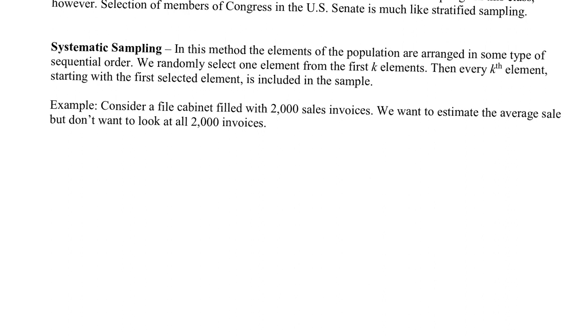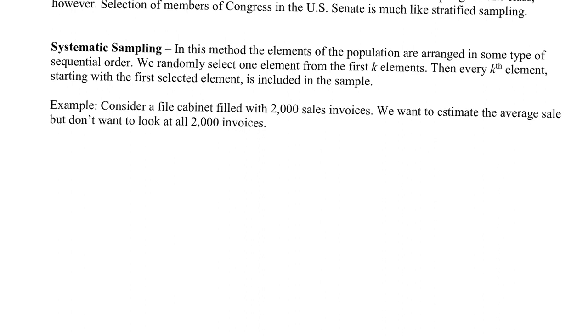And so for this example that I talked about, we don't have to know why I'm doing this. We just have to understand when we see this happening that it's a systematic sample. So let's say we've got a file cabinet filled with 2,000 sales invoices, and let's say it's your first day on the job. You are the new person on the job. So just think from your past experience, when you're the brand new person on the job, do you get the great jobs or the not so great jobs?